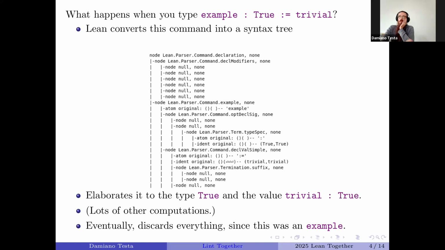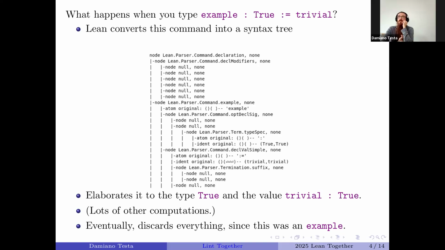So let's see, in order to get a little bit of a distinction between what the environment and the syntax linters are, let's see what happens in Lean when you type something. For instance, we type example true given by trivial. This is a very simple kind of command, so what happens when you type that?